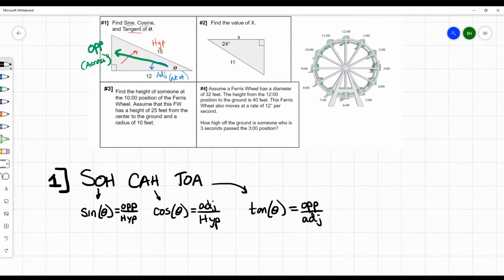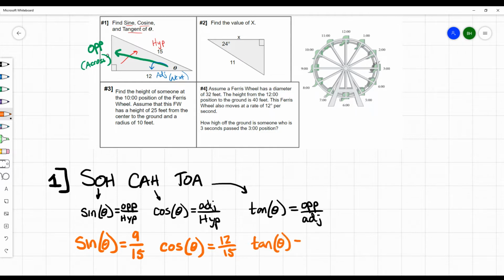For the first one, I'm going to use an orange pen today. Sine of theta is going to equal the opposite value, which is 9, over the hypotenuse, which is 15. That's all I was looking for in this problem: do you understand how to organize the values in a triangle to discover what sine, cosine, and tangent are? The next one, cosine, is 12 over 15 using the adjacent side, and then tangent of theta equals the opposite 9 over the adjacent, which is 12.